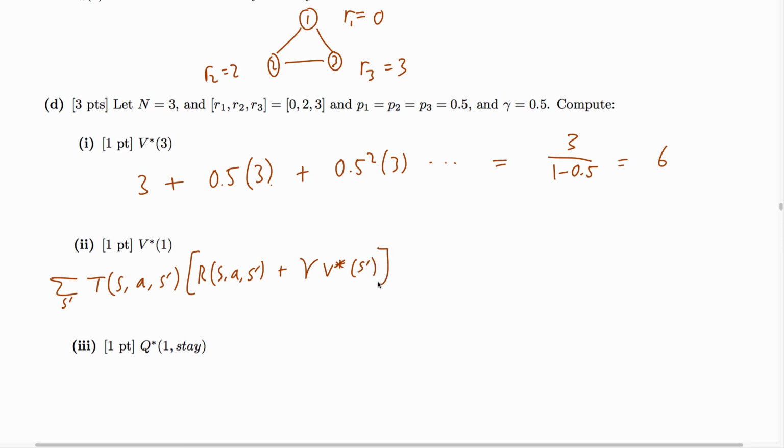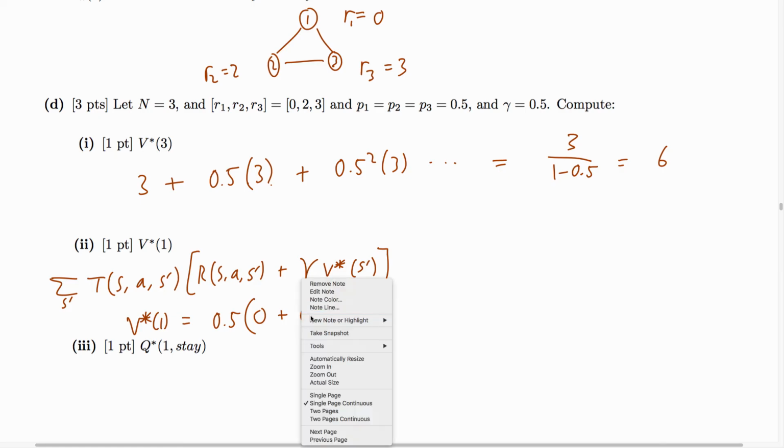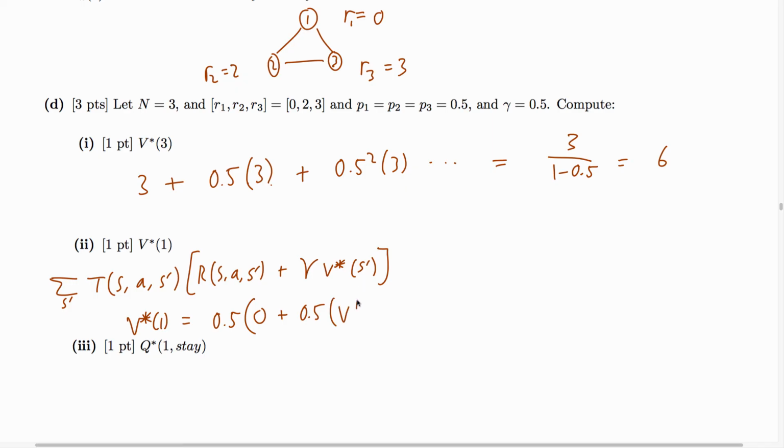So if we plug this in for here, we're going to have v star of 1 equal to, well, with 0.5 probability, I succeed. So with 0.5 probability, the S prime is going to be 3 because I succeeded. That's going to give me a reward of 0 because traveling gives me no reward. But I am now in S3. So with a discount factor of 0.5, I now have v star of 3. And in the previous question, we also know that this is 6.